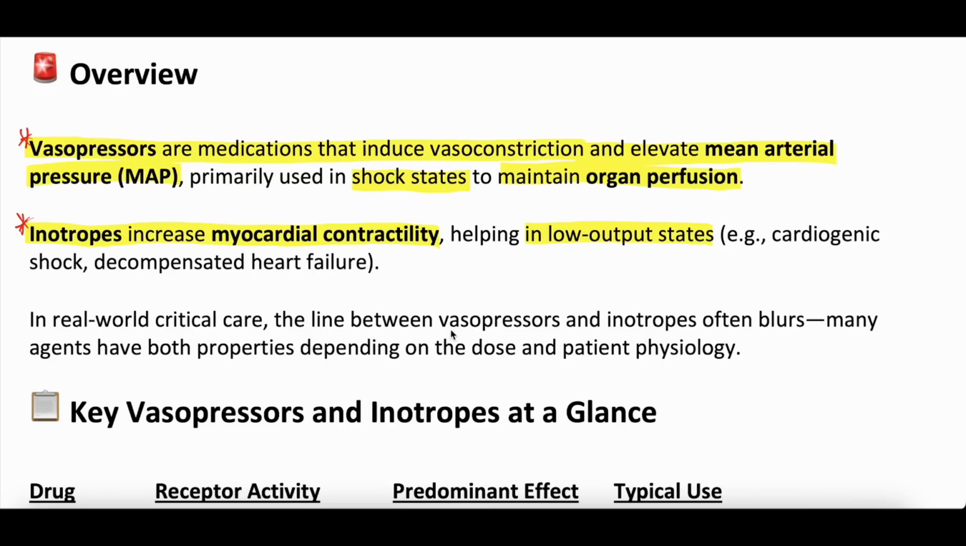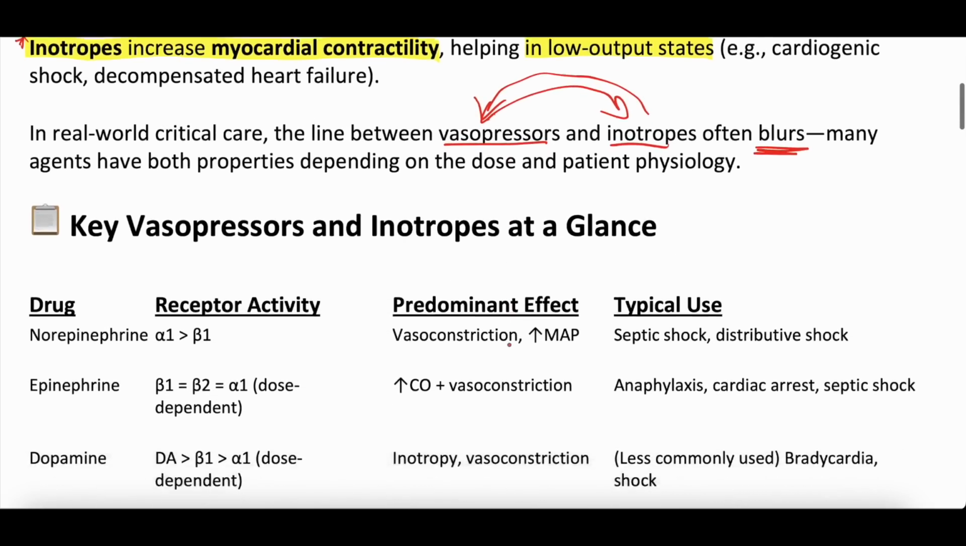So in critical care, the line between vasopressor and inotrope often blurs because many vasopressors have inotropic effects, which we'll talk about, but it doesn't work the other way. Most inotropes don't have vasoconstriction effects. Most of them actually vasodilate, which again, we'll talk more about. Key vasopressors and inotropes at a glance.